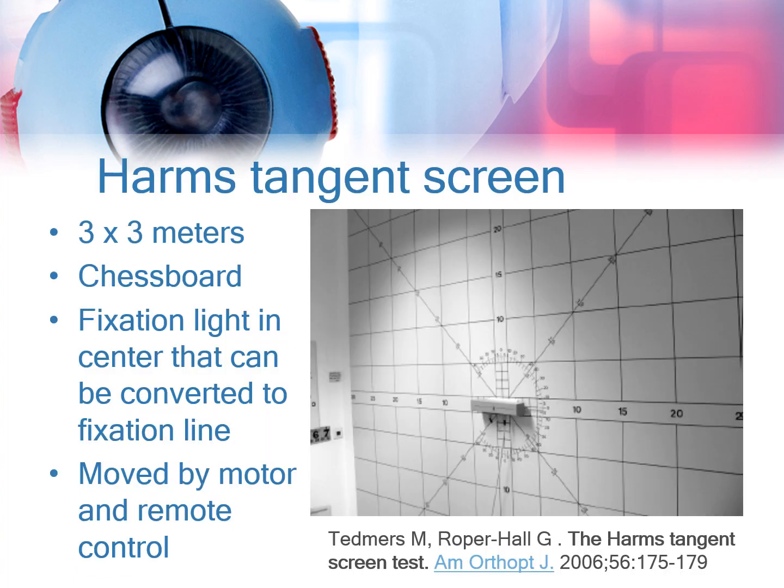Another test is the Harms tangent screen. The Harms screen is a large screen measuring about 3 meters in each direction. It shows a chessboard pattern with the degrees of graduation extending across the screen. A fixation light is housed in an oblong bar in the center. The fixation light can be converted to a fixation line when testing cyclotorsion. This bar may be rotated 360 degrees using a motor drive and a remote control.